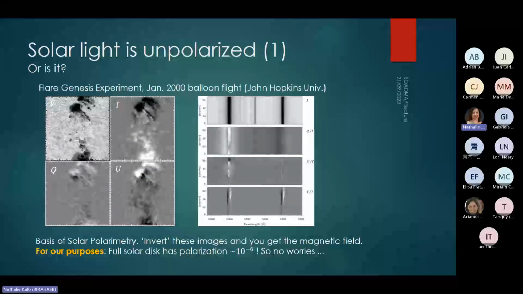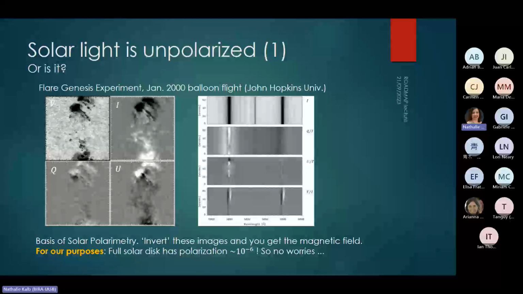Here's an example. These are observations of the sun by the Flare Genesis experiment flown on a balloon in 2000 by a team from Johns Hopkins. So you have I, Q, U, V. You see the circular polarization component is quite noisy, so it's actually very small. And these are the spectra, and you can see the Zeeman effect.